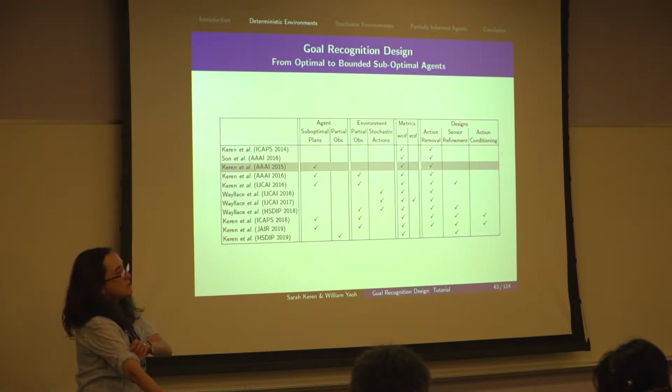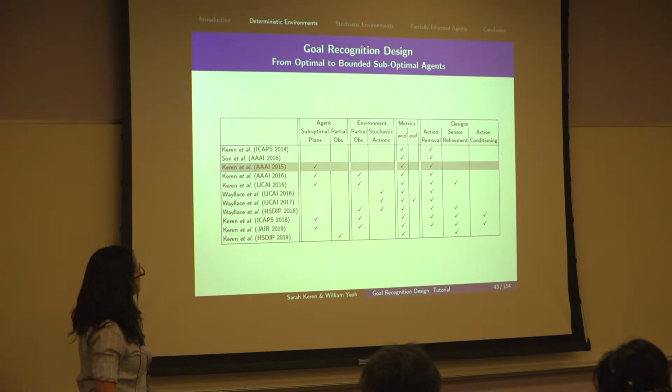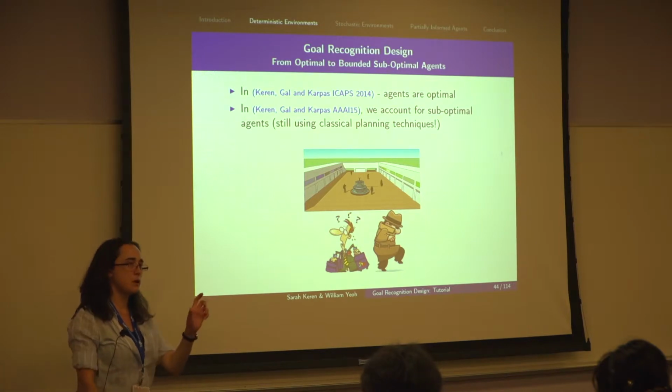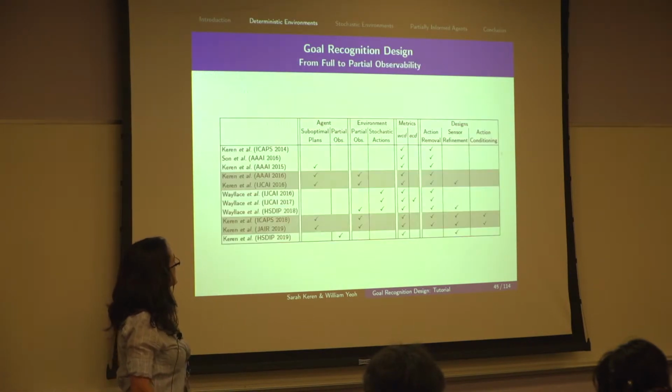But later on, we extended our models to support different kinds of agents. So for example, in AAAI 15, we supported agents that are bounded suboptimal, and still we used classical planning techniques. I showed you one compilation, but we extended the compilation to support bounded suboptimal agents.